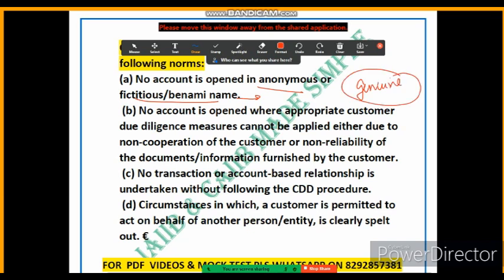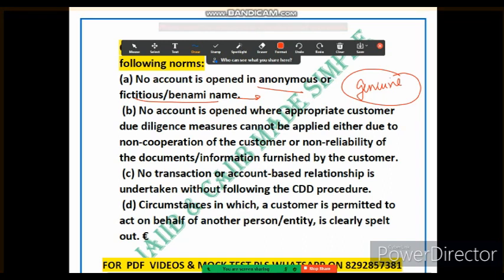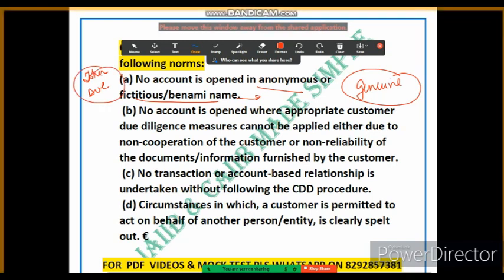Customer must provide their genuine and verifiable information while opening an account. They cannot use fake names or entities. Let me give an example. When someone tries to open a bank account using a fake name, like John Doe, or a non-existent identity, the bank should reject the application as per the customer acceptance policy, the CAP. This policy ensures that accounts are opened only for individuals with valid and traceable identities.